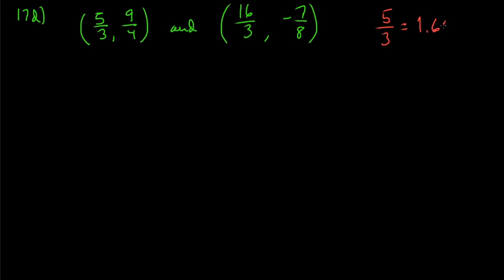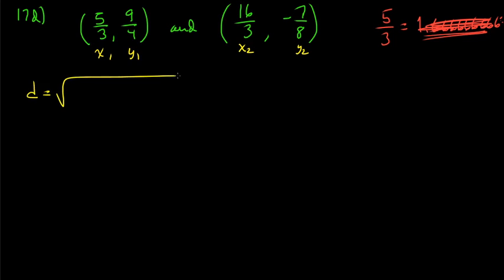It's 1.6666666666666, and I'm going to run out of space here. So yeah, we can't do that, right? So we're going to have to leave these as fractions. But it's done the same way. This is x1, y1, x2, y2. And we'll just plug those numbers into the distance formula.